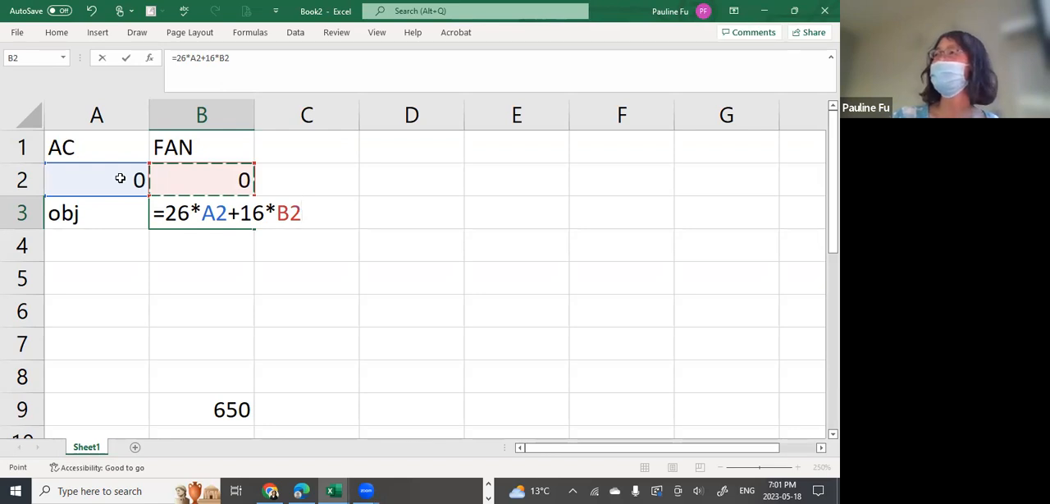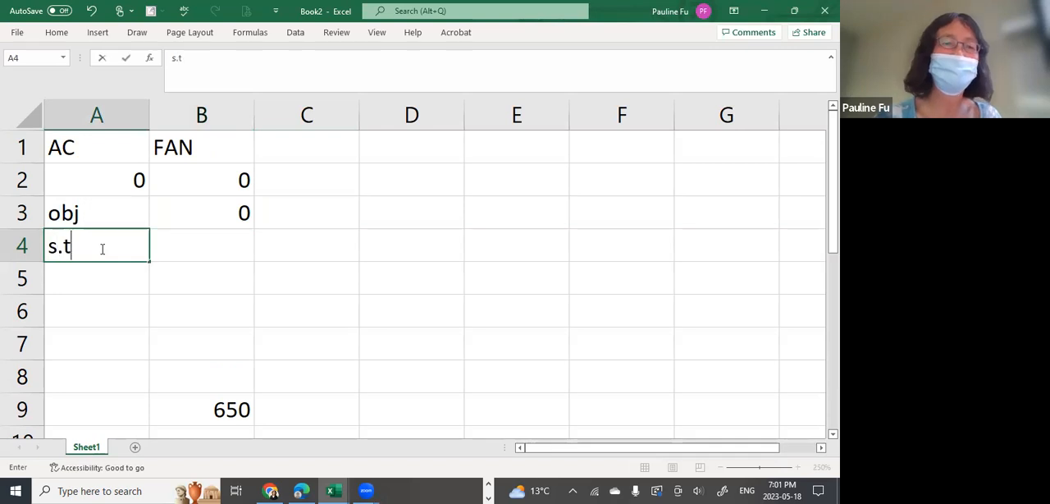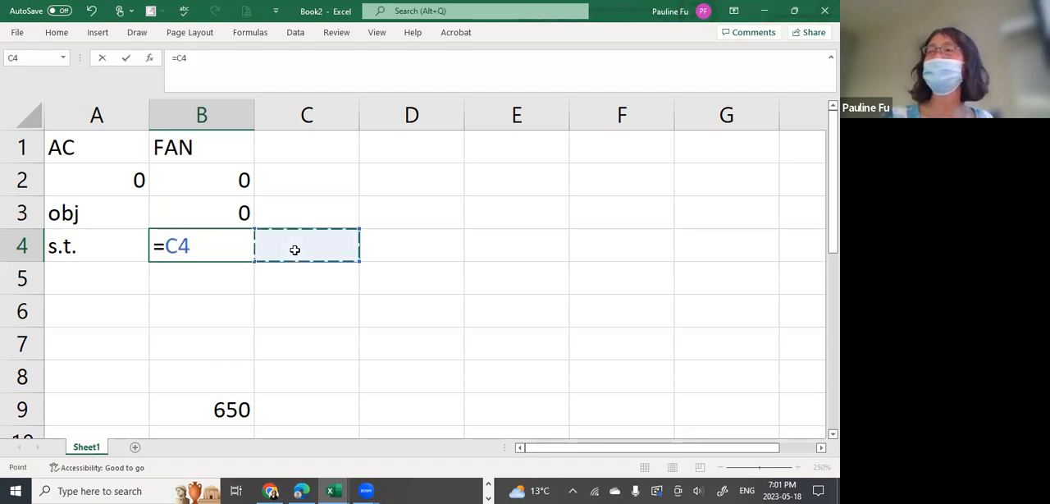Any questions? This is our profit function, 26x plus 16y. Then under what condition? Subject to: the total number of wiring hours is 250, right? Okay. So how many wiring hours?